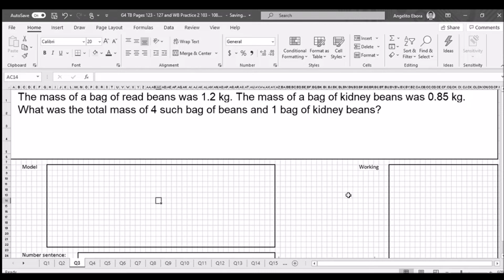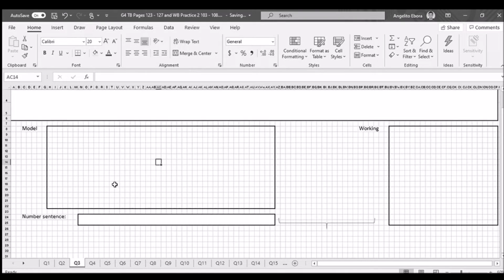Okay. So the mass of a bag of red beans was 1.2 kilograms. The mass of the bag of kidney beans was 0.85 kilograms. What was the total mass of 4 such bags of red beans and one bag of kidney beans? Okay, so I think I need to add this again.